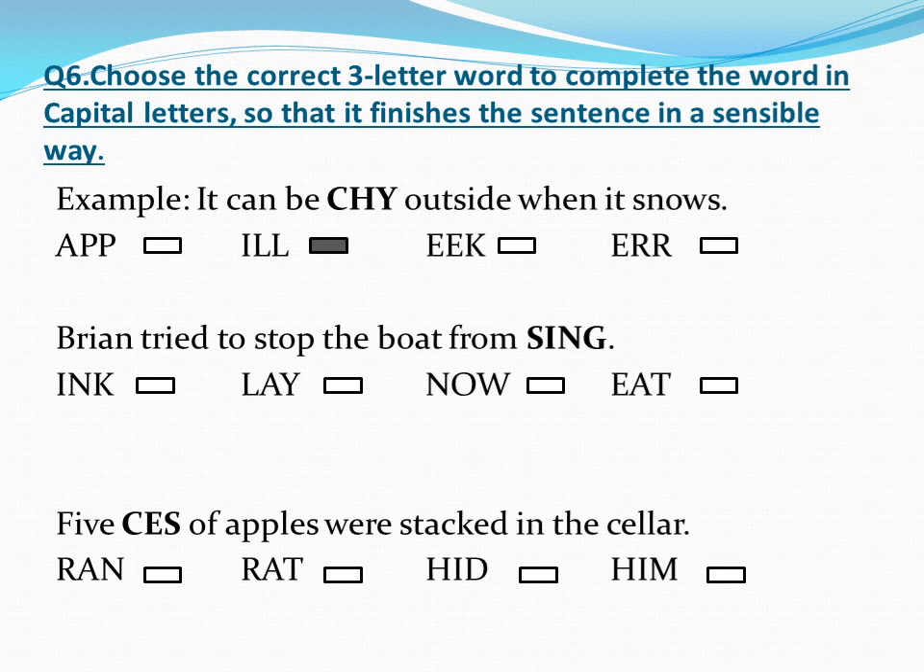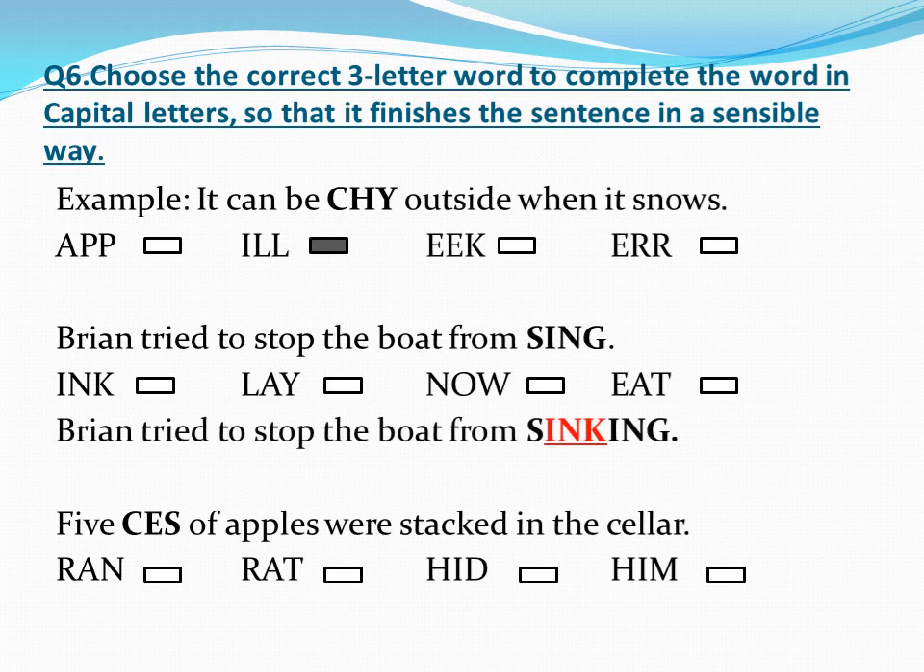Let's look at a couple more examples. Brian tried to stop a boat from sink. The options given are ink, lay, now, eat. So the words you could make using the options are sinking, slaying, snowing, and seating. So the right word would be sinking. So Brian tried to stop the boat from sinking.